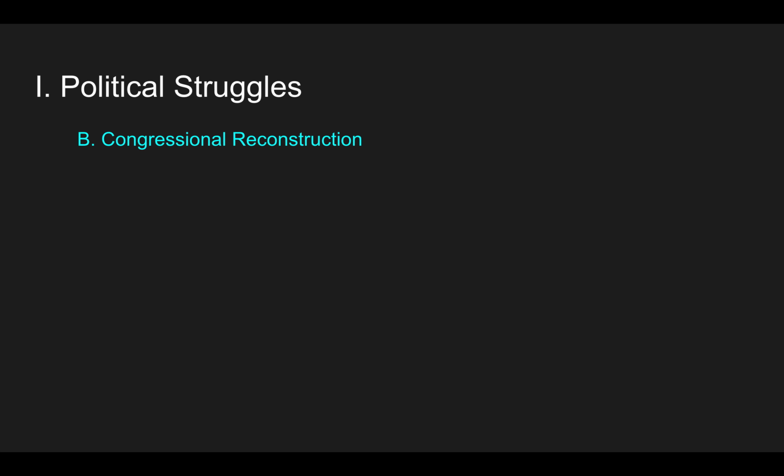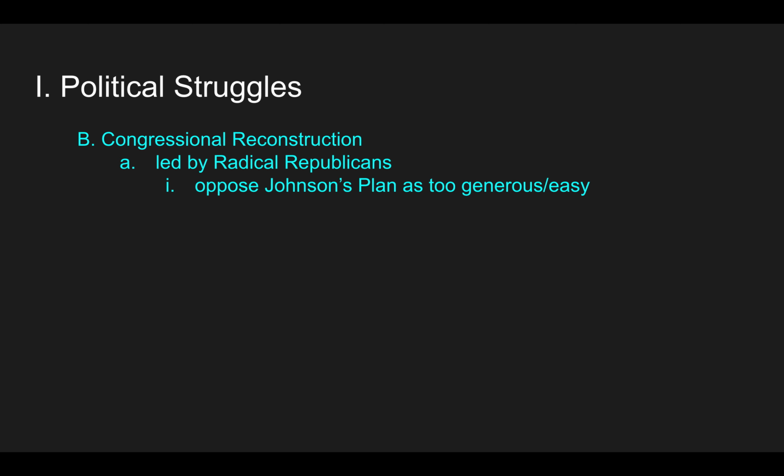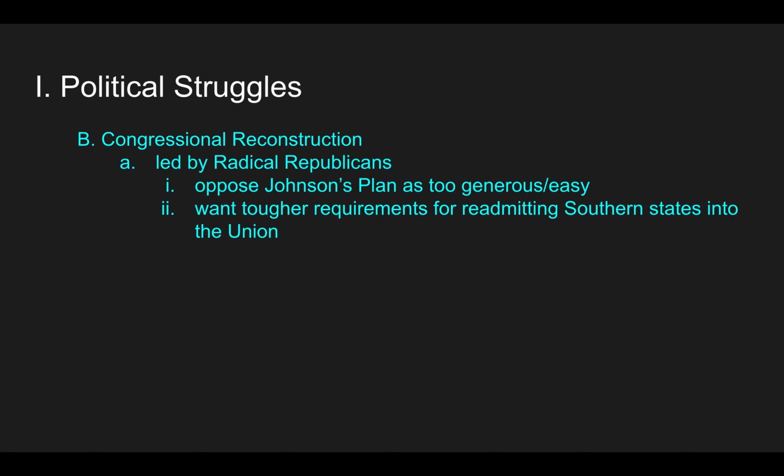But then there was a Congressional Plan, and this was led by radical Republicans. They opposed Johnson's plan as too generous or too easy for the South. They wanted tougher requirements for readmitting Southern states into the Union. So Congress's aggressive plan.